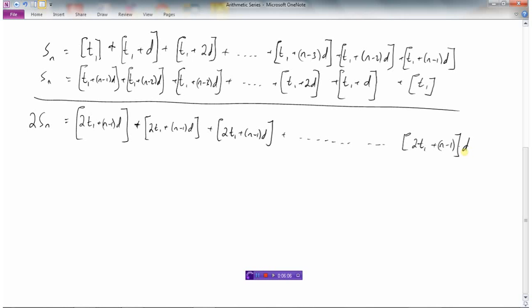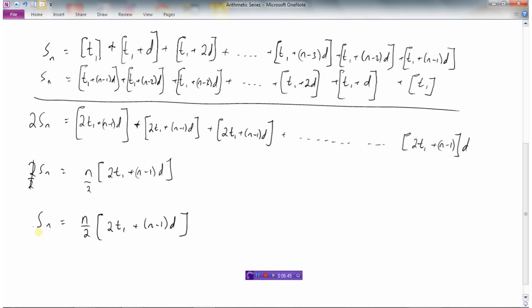So, how many of these terms do we have? Well, we have N of them, because we're adding up N terms. So this becomes N times 2T1 plus N minus 1D. There'll be N of these terms here. And then, finally, we can divide everything by 2 because we want to isolate S of N, and we get the sum of an arithmetic sequence. And so if you want to find the sum of any arithmetic sequence, you need to take the number of terms, divide it by 2, and you multiply that all by 2 times the first term plus n minus 1 times the difference.